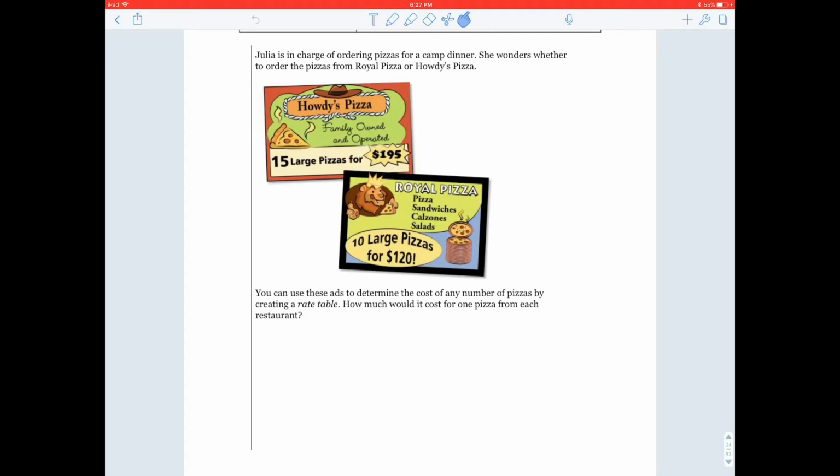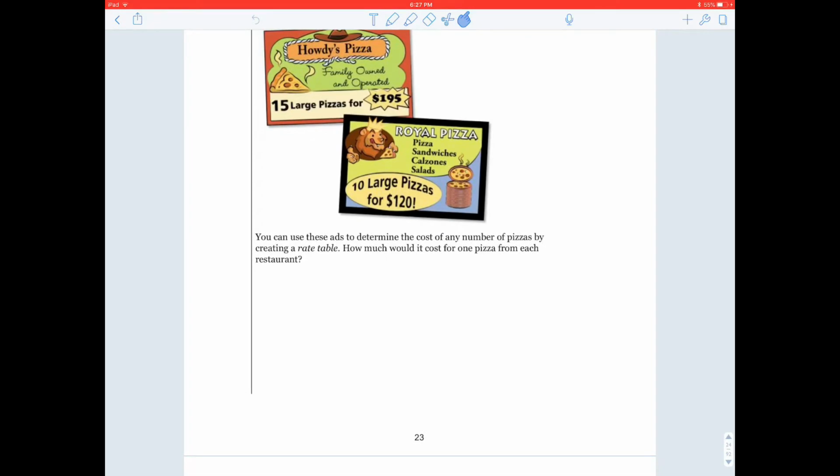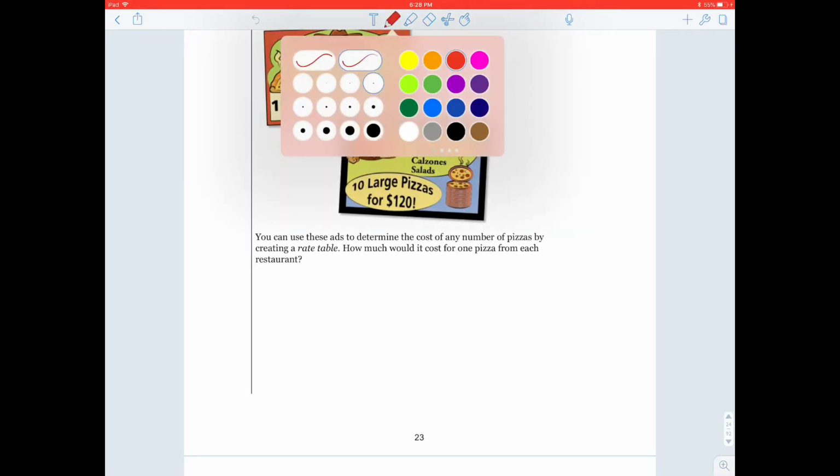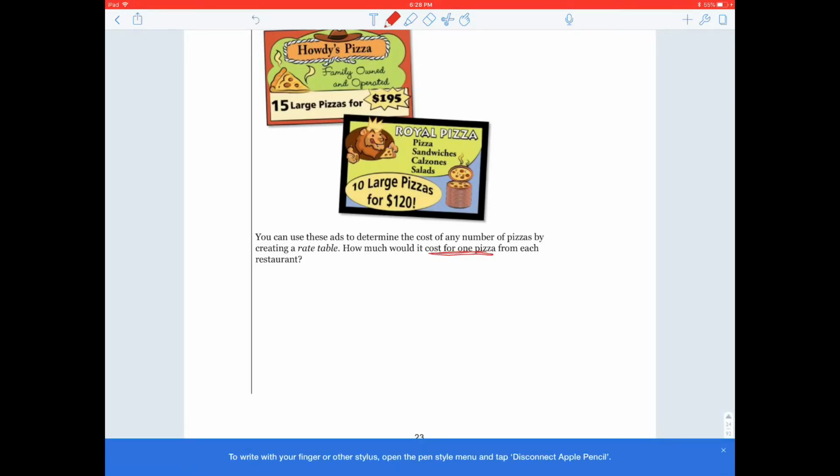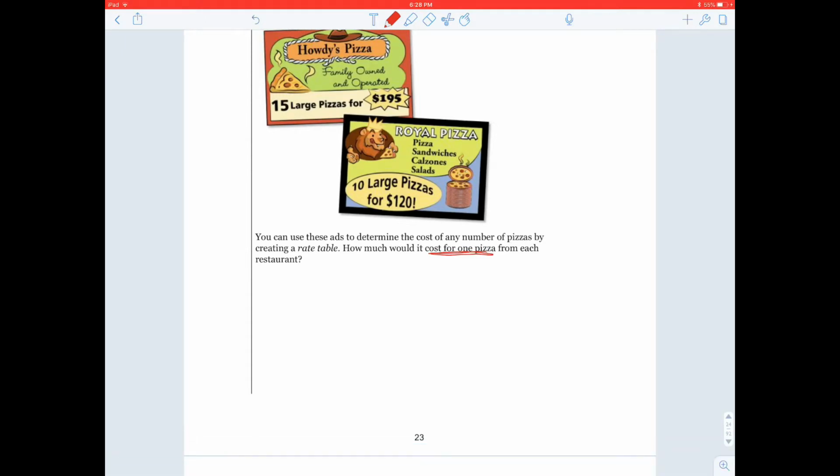So here they give us some prices. Okay, we're going to take a look at these in a second, but I would like to get down to the question here at the bottom of the page. You can use these ads to determine the cost of any number of pizzas by creating a rate table. How much would it cost for one pizza from each restaurant? So before we get into creating a rate table, let's first see if we can find the cost for one pizza. Let's find the cost for one pizza from each restaurant.